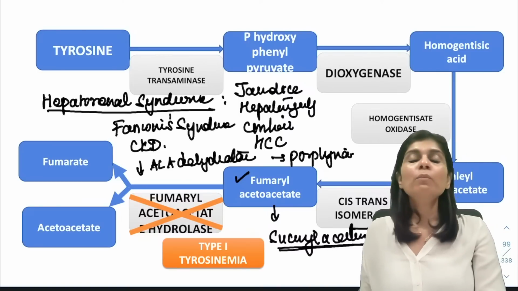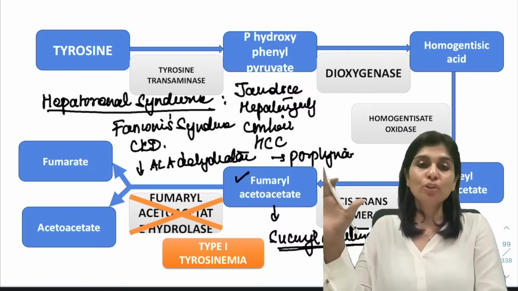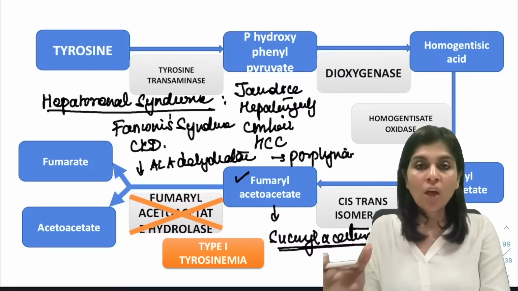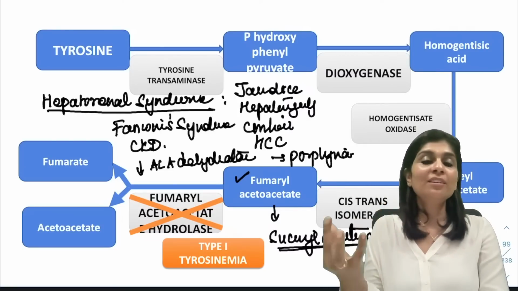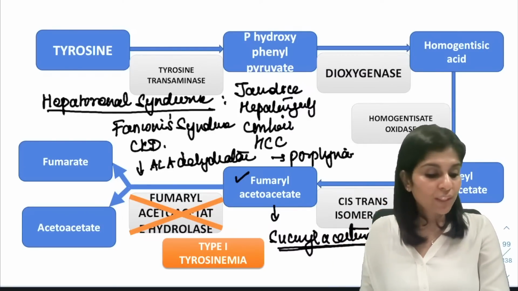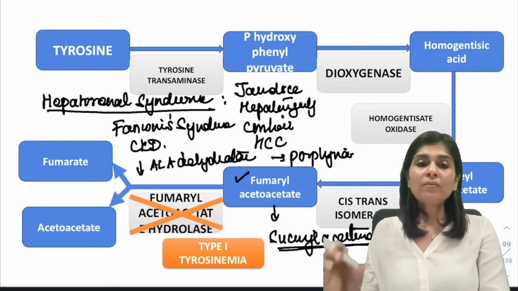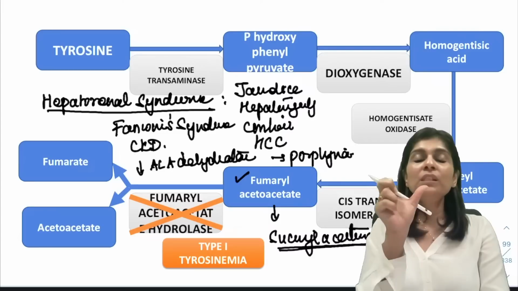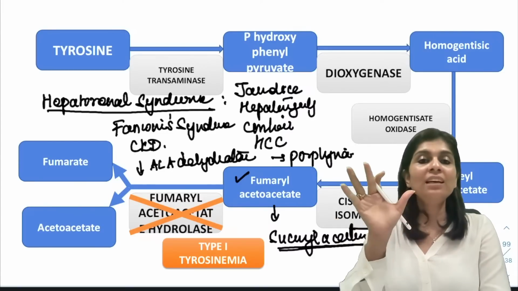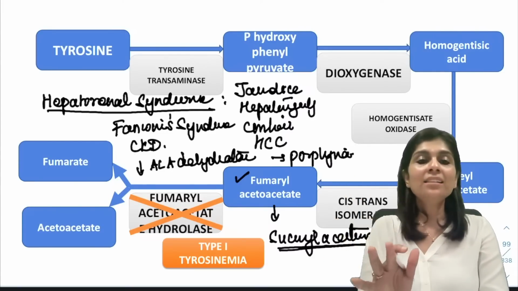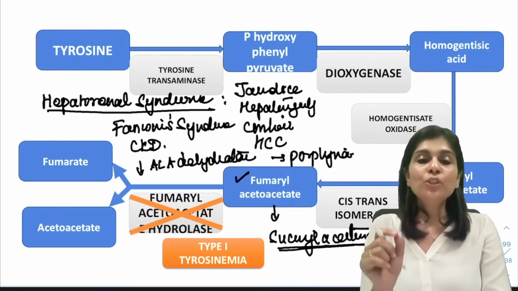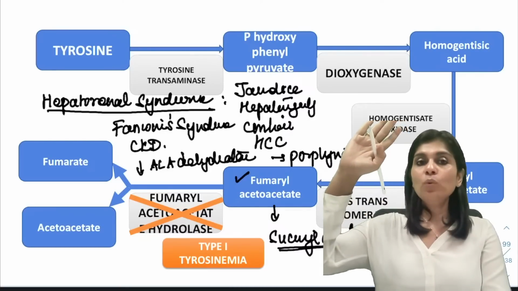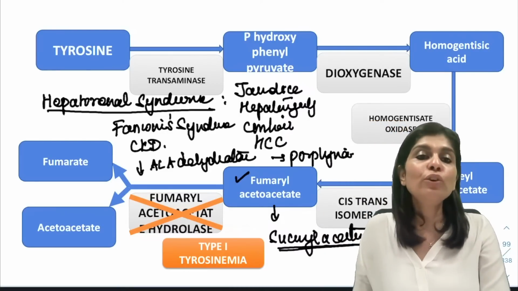So many a times a type 1 tyrosinemia patient will be misdiagnosed as an infective hepatitis patient, or as a primary hepatocellular carcinoma patient, or as porphyria, for this reason. Also, whenever you're given a case-based MCQ, if you see the term succinyl acetone, close your eyes and answer type 1 tyrosinemia. The pathognomonic feature of type 1 tyrosinemia is the succinyl acetone peak.